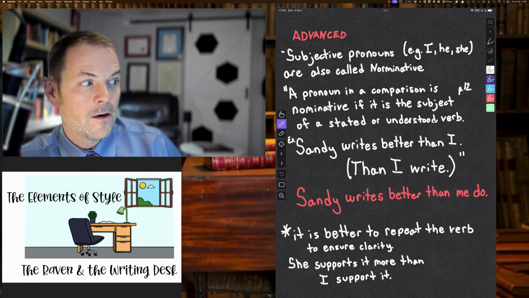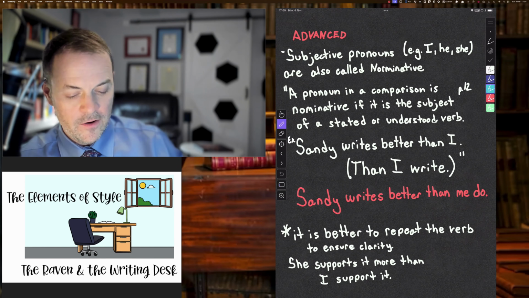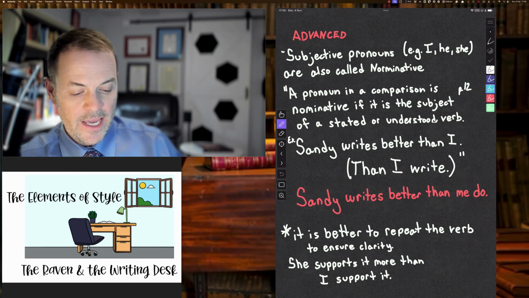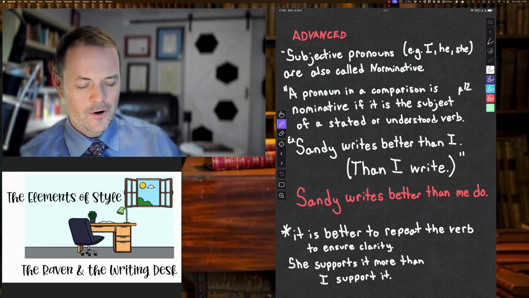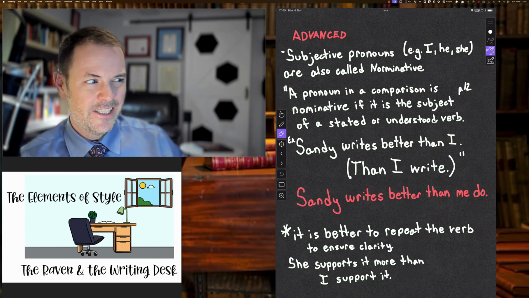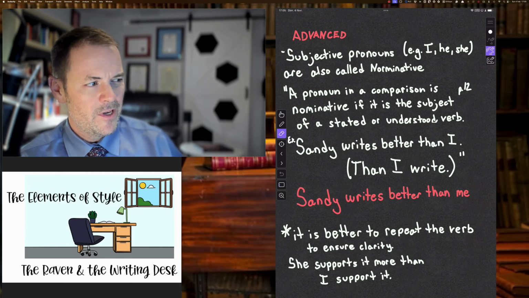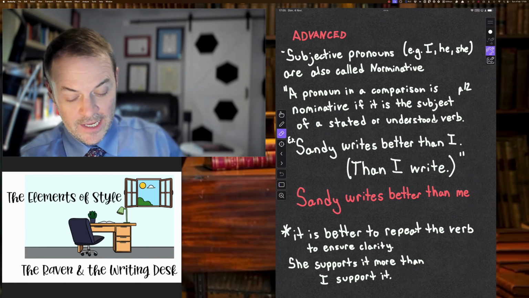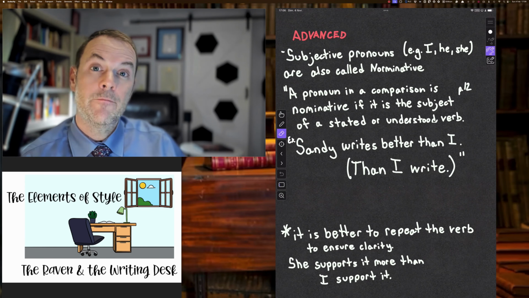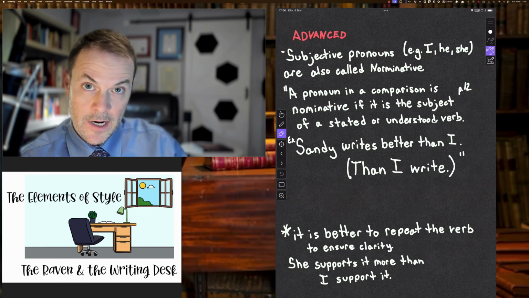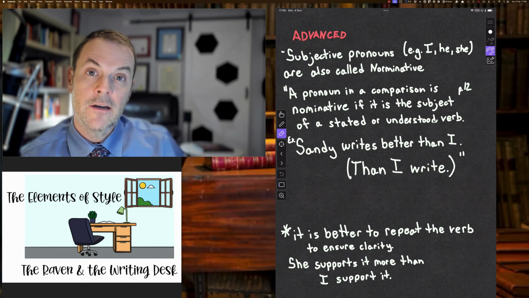Sandy writes better than I. Than I write. And if you're wondering, is it me? Okay, try this out. Sandy writes better than me do. As soon as you have "do" in there, it just sounds wrong. But once you take away "do," Sandy writes better than me? Oh, that sounds pretty good, but it is incorrect. Why is it incorrect? Because it's a comparison. I'm comparing my writing to Sandy's writing, and I have to say, Sandy's better. Sandy is better than I.